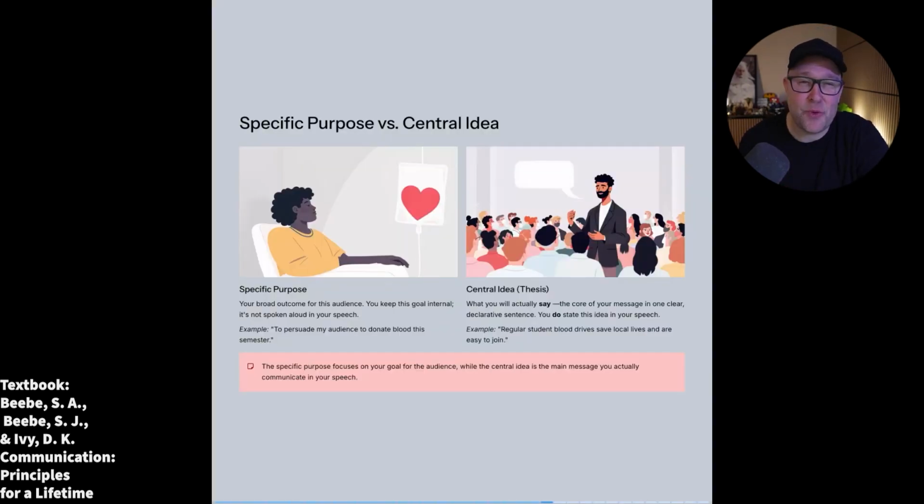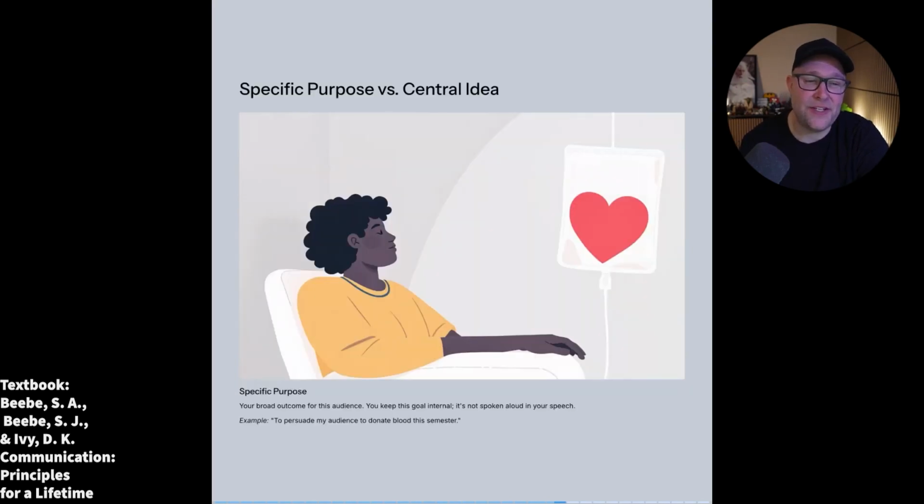What's the difference between a specific purpose and a central idea? A specific purpose is your broad outcome for this audience. You keep this goal internal. It's not spoken aloud in your speech. For example, to persuade my audience to donate blood this semester.